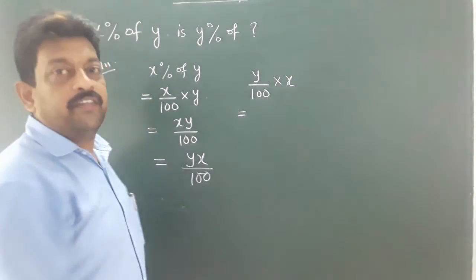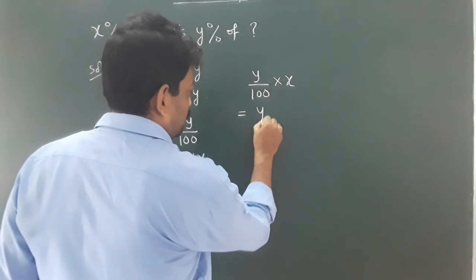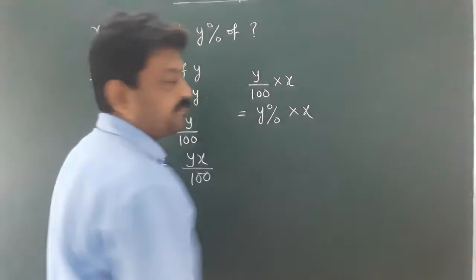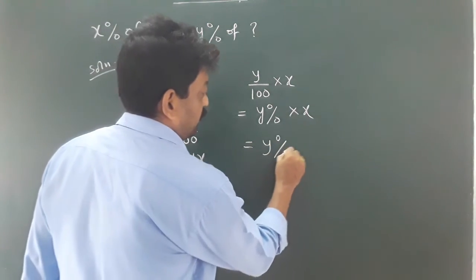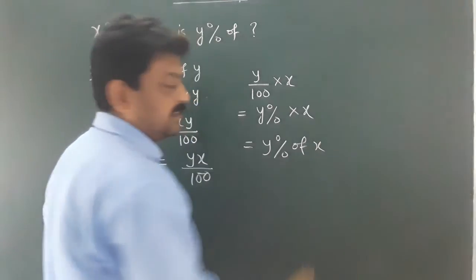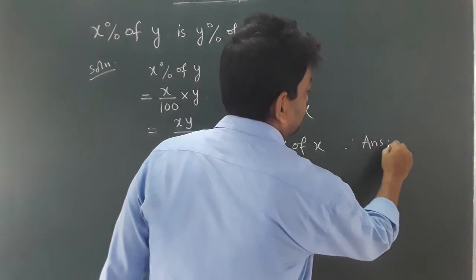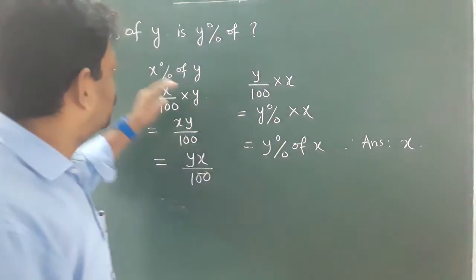Now what is y upon 100? It is y%. You all know. So it is y% multiplied with x, equals y% of x. So therefore the answer is x. x is the answer.